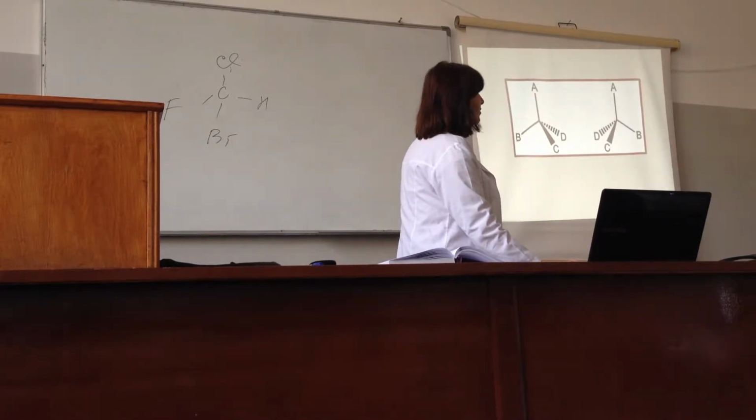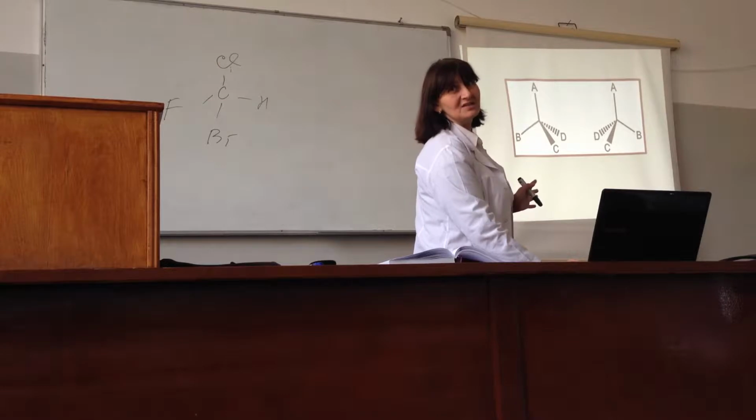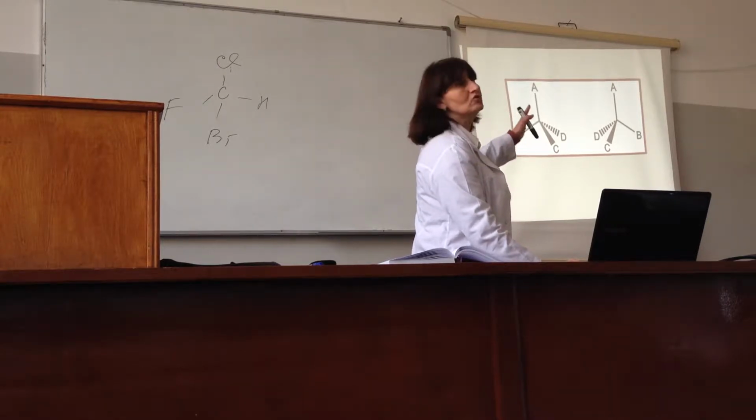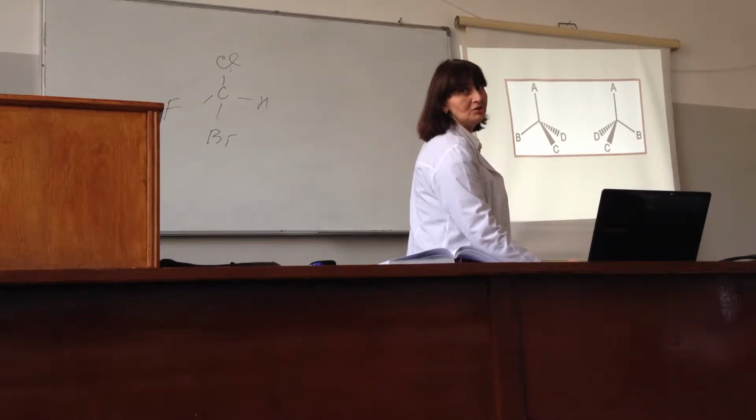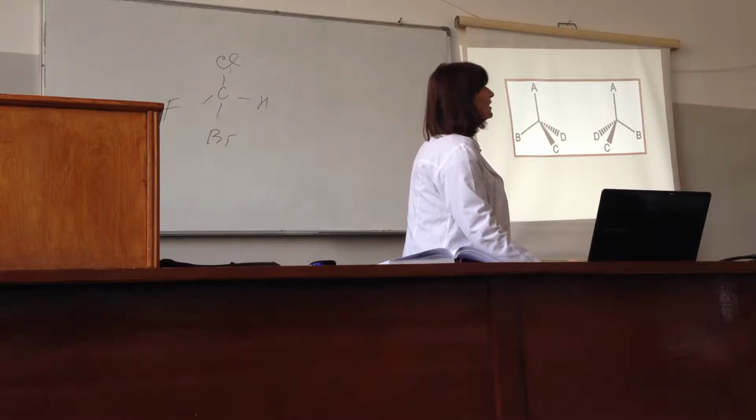Now, in this case, you have some letters instead of substituents. Once again, these 2 structures are enantiomers of each other. Why? Because they are mirror images.